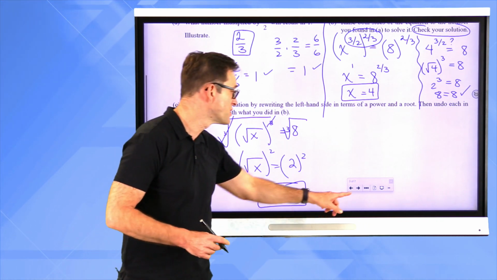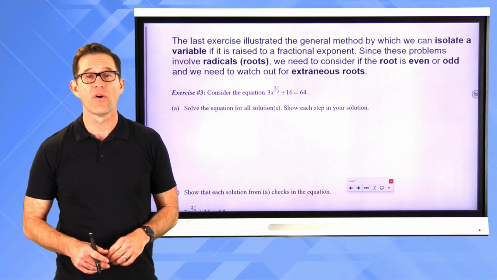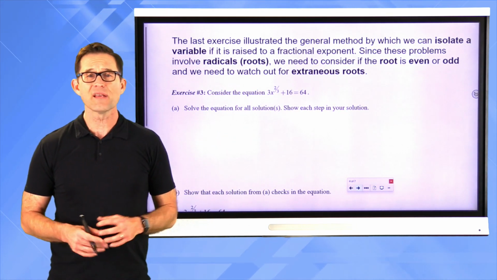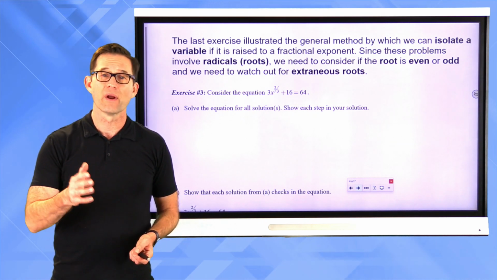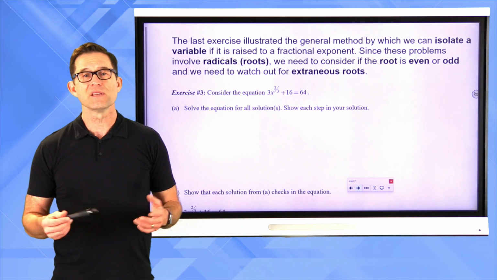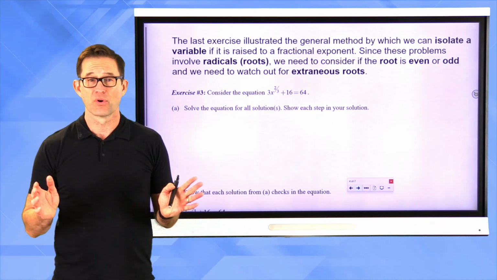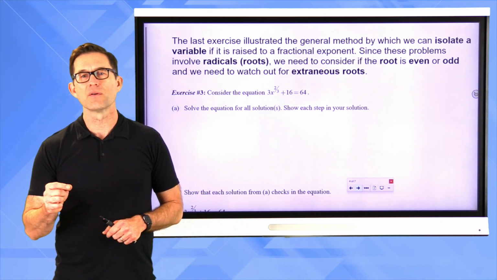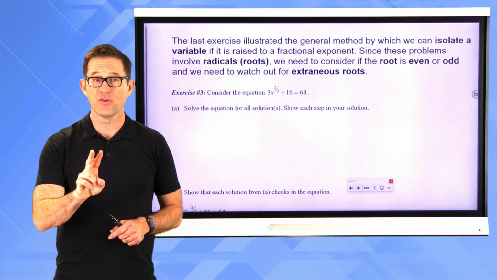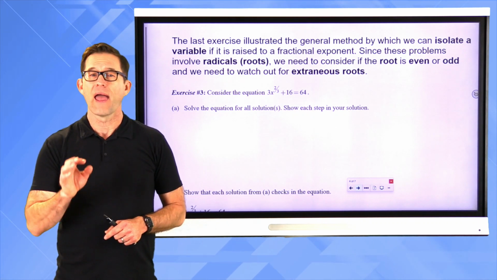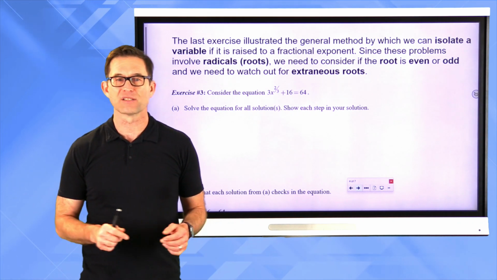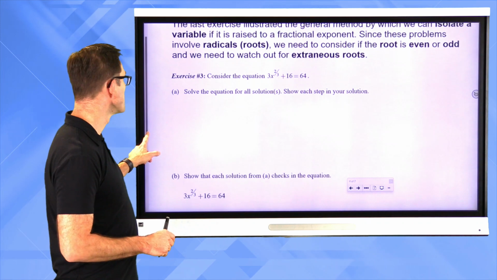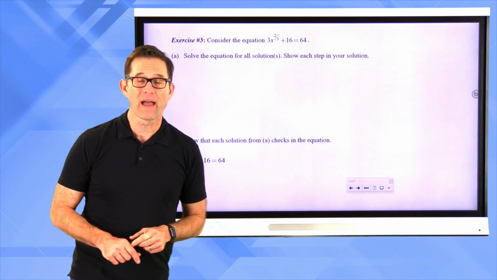All right, let's do some more solving of equations that involve fractional powers. The last exercise illustrated the general method by which we can isolate a variable if it's raised to a fractional power. Since these problems involve radicals, roots, we need to consider if the root is even, in which case we're going to get two answers, or odd, and we need to watch out for extraneous roots, and we'll see that come up in the last problem. Yeah, that's right, extraneous roots are back. Exercise number 3.